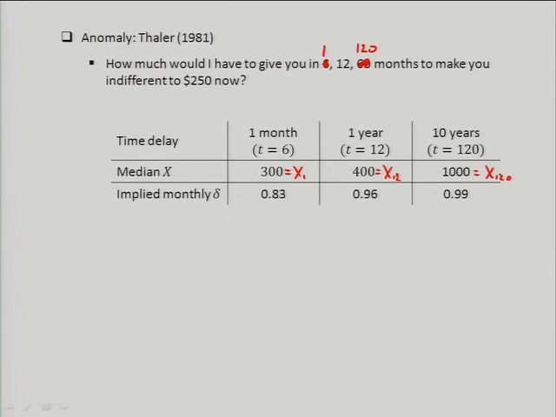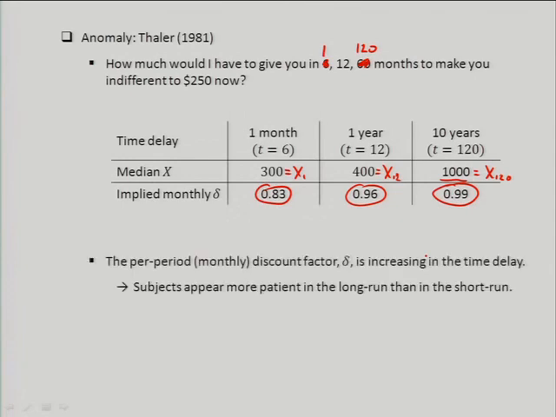Then, if he takes these numbers seriously and uses them to compute the delta that they imply under discounted utility, what he finds is that when it's a month out, the implied delta is pretty small, but when it gets out into 1 year, 10 years out, the implied delta starts to get pretty close to 1. Okay, so the time horizon over which you estimate delta affects strongly what your estimate of delta is going to be. Subjects appear to be more patient in the long run than in the short run. They're willing to wait for a smaller payoff in the long run than the model would imply.